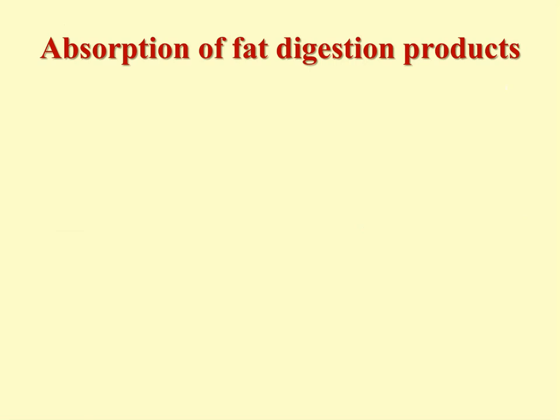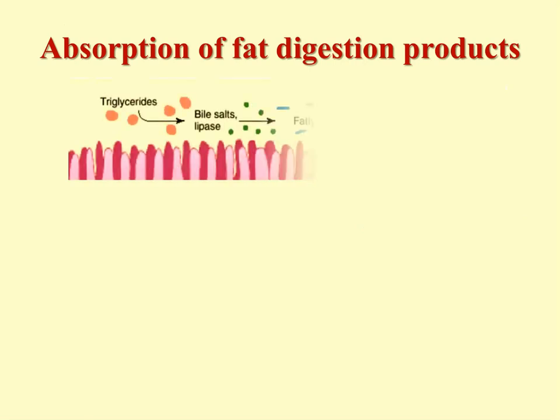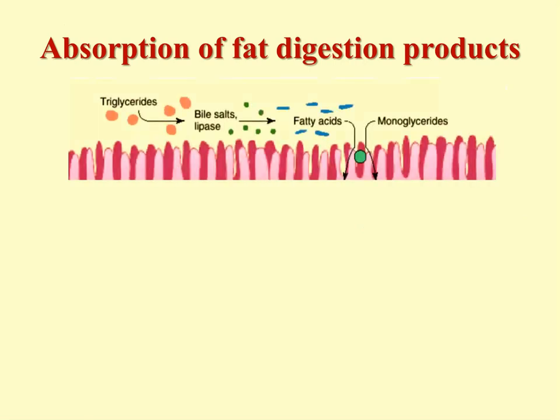Absorption of fat digestion products. It's a more complex way, but as fats are lipid-soluble substances, they can pass into cells by simple passive diffusion. Let's recall triglycerides. Due to the action of lipase in the presence of bile salts, which form the smallest particles, an emulsion of fats, triglycerides are converted to fatty acids and monoglycerides.